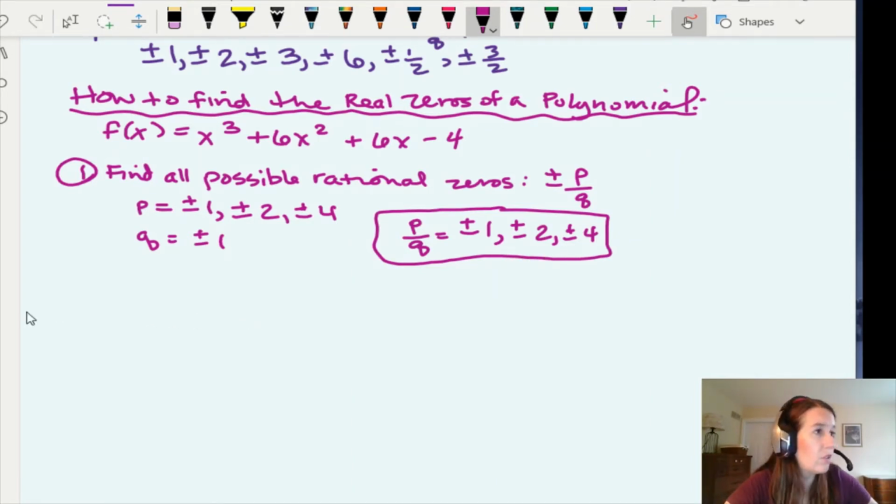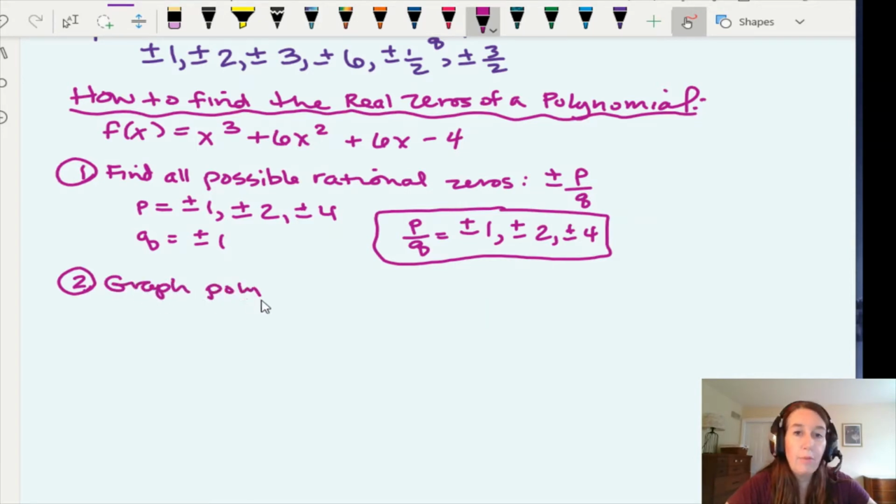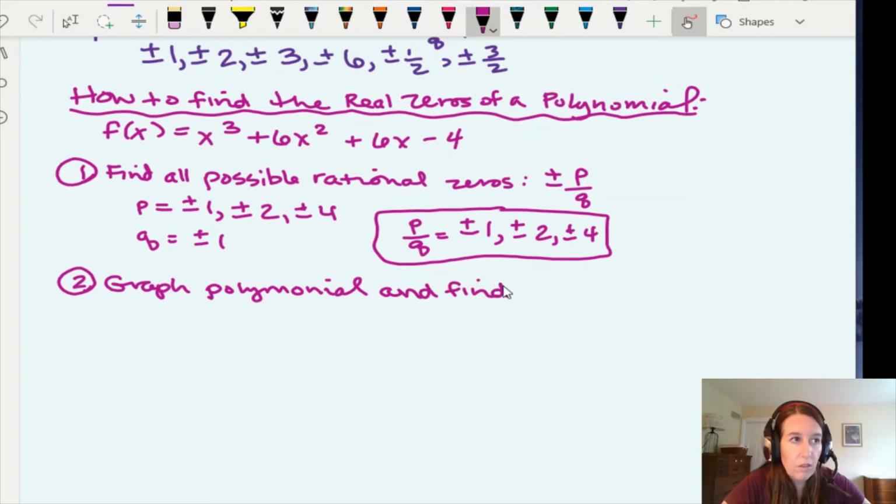Okay, so step 2, we're going to graph the polynomial, and that would be using our graphing calculator. You can use the TI-84 like I'm going to show you, or you can go to desmos.com. You can graph it really easily there. Graph the polynomial and find all the rational zeros.